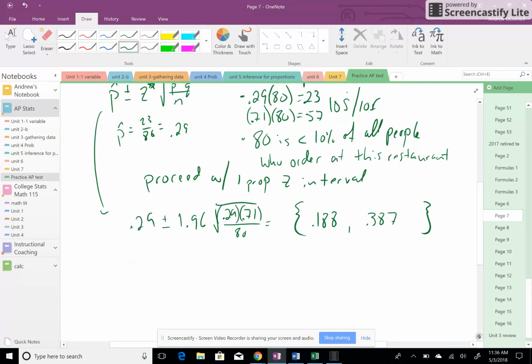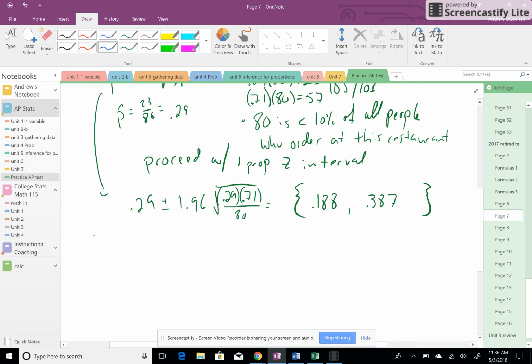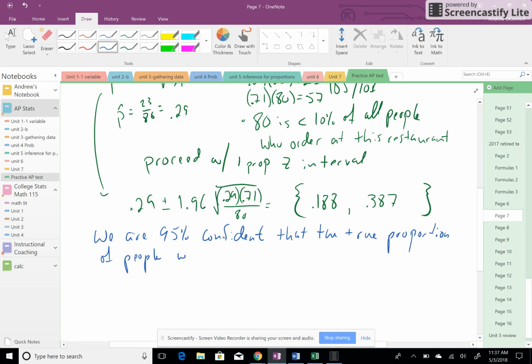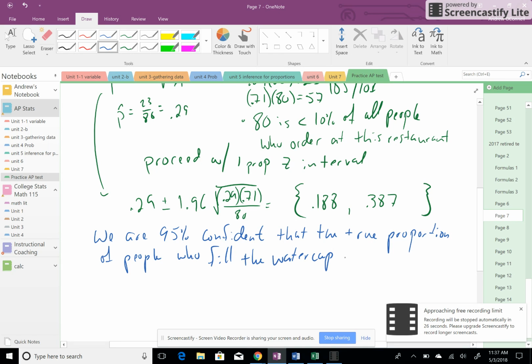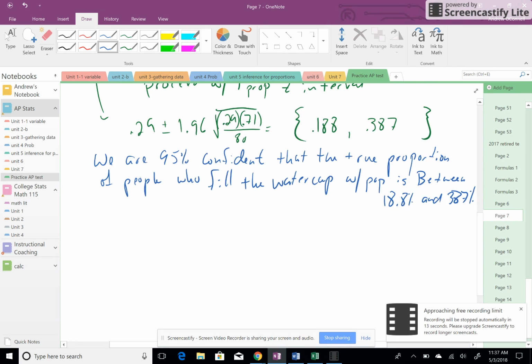That'd be a lot of people cheating on their water. It asks us to interpret, so I'll say we are 95% confident that the true proportion of people who fill the water cup with pop is between 18.8% and 38.7%. I'll put B on the next video.